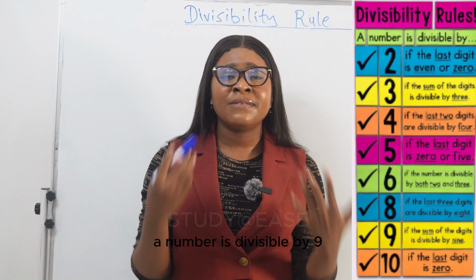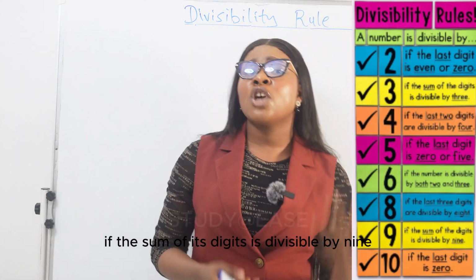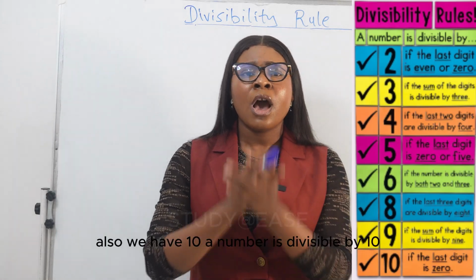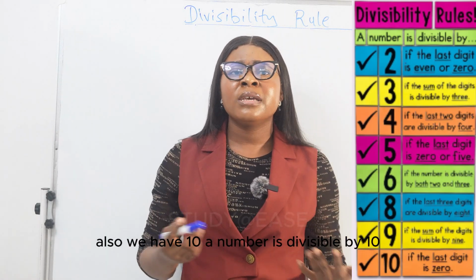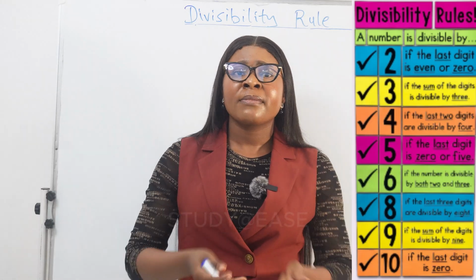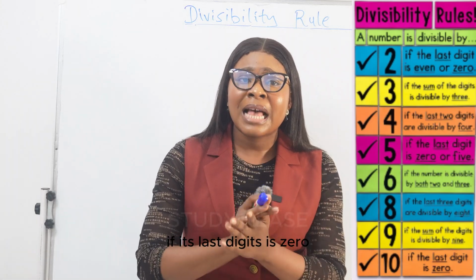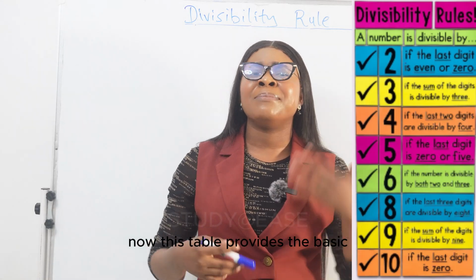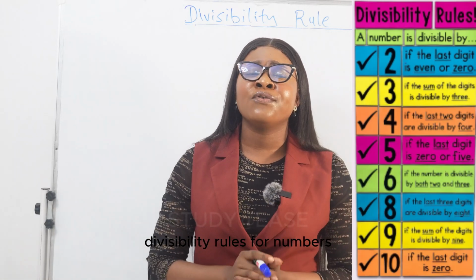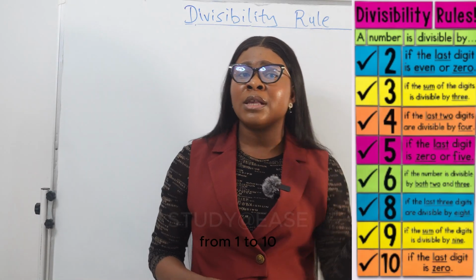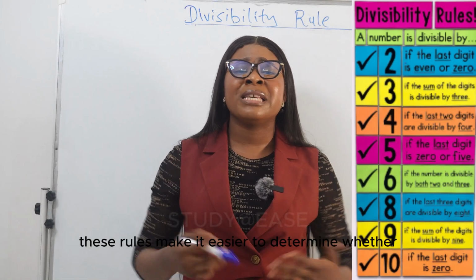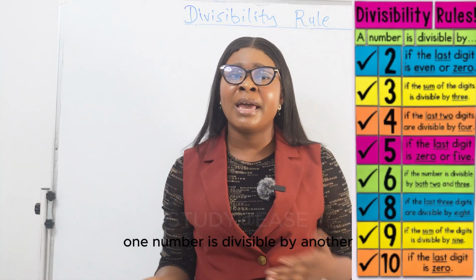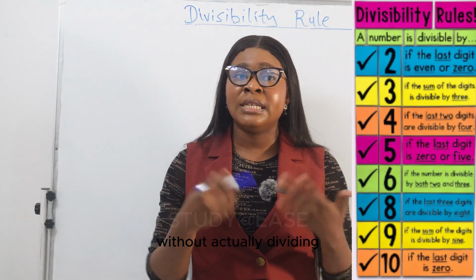A number is divisible by 9 if the sum of its digits is divisible by 9. Also, we have 10. A number is divisible by 10 if its last digit is 0. Now, this table provides the basic divisibility rules for numbers from 1 to 10. These rules make it easier to determine whether one number is divisible by another without actually dividing.